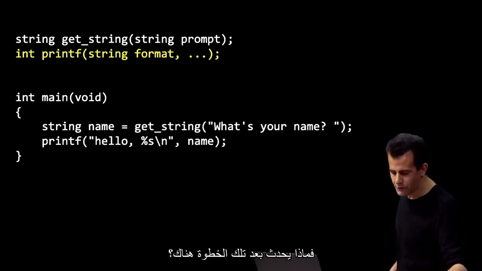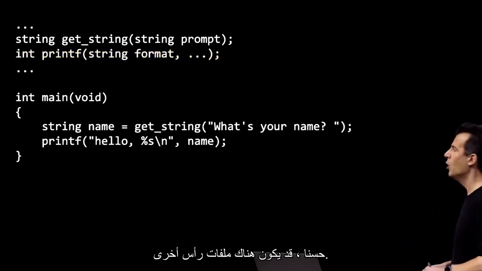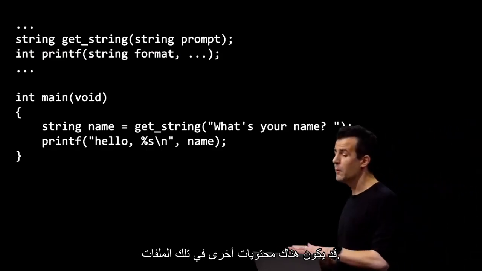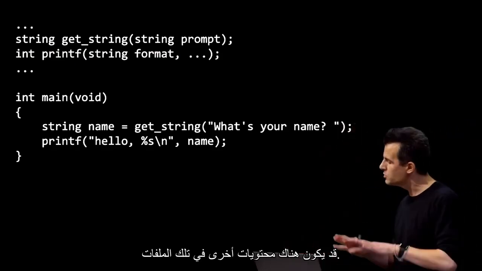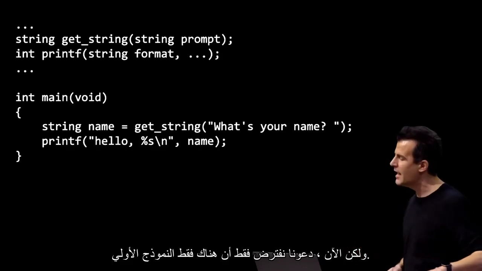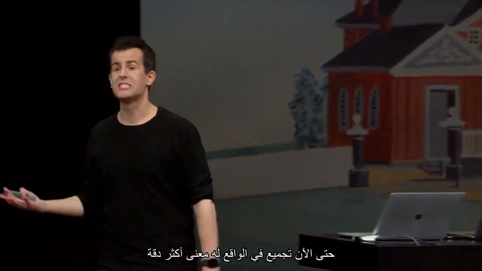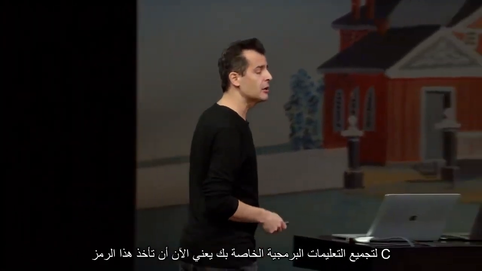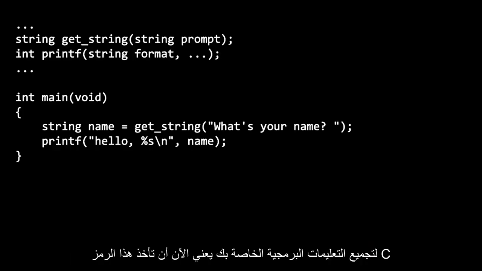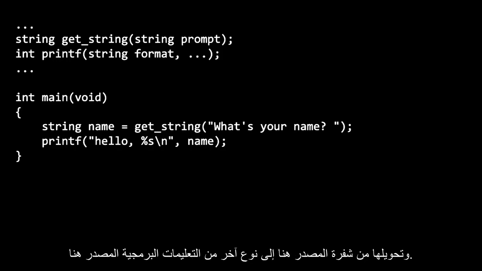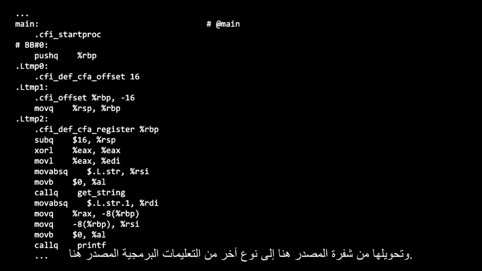So what happens after that step there? What comes next? Well, there might very well be other header files. There might very well be other contents in those files. But for now, let's just assume that only in there is the prototype. So now compiling actually has a more precise meaning that we'll define today. To compile your code now means to take this C code and to convert it from source code here to another type of source code here.